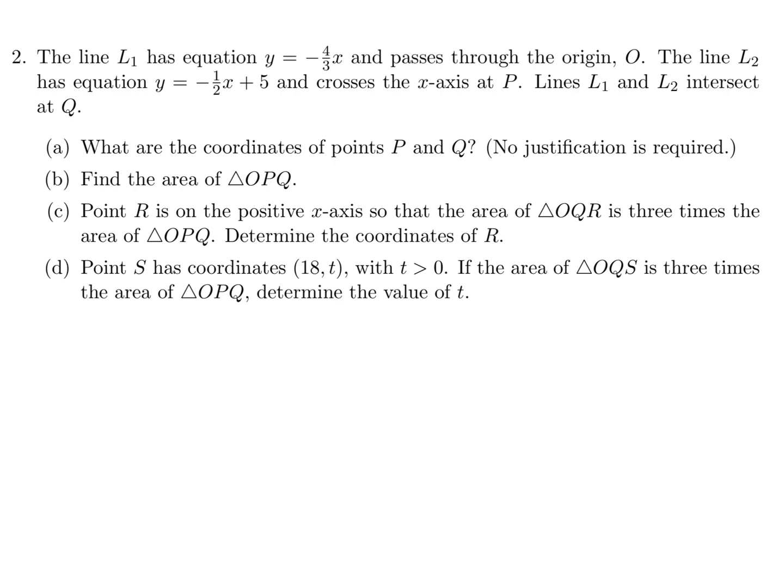The line L1 has equation y is equal to minus 4 over 3 x and passes through the origin. The line L2 has the equation y is equal to minus a half x plus 5 and crosses the x-axis at P. Lines 1 and 2 intersect at Q. What are the coordinates of P and Q?